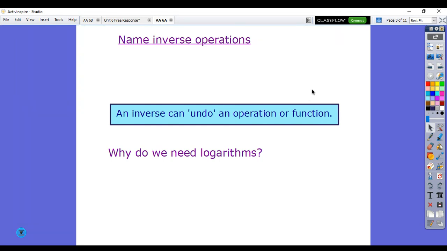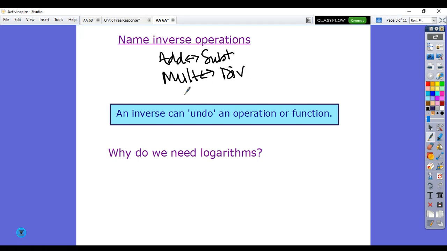This is one of my big pet peeves, the whole inverse, opposite, reciprocal, all these things. Remember, an inverse can undo something. So when we think of add, the inverse is subtract. Think of multiply, and this is back and forth, right? The inverse of add is subtract. The inverse of subtract is add. They go back and forth. We also have multiply and divide.